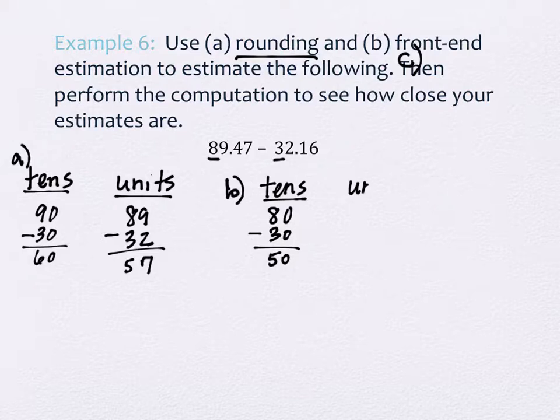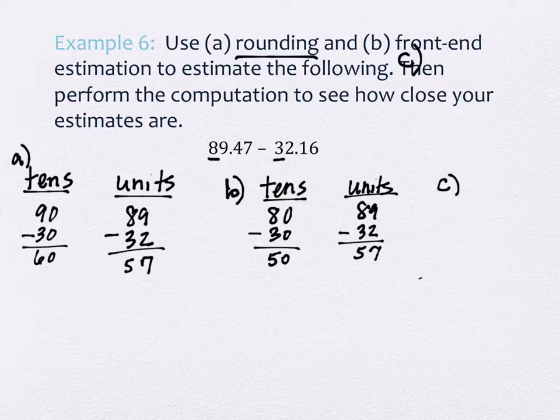If you were doing front-end estimation to the units place, which is not typically the way it goes. Usually when you talk about front-end estimation, you really are using just the first digit. But if it told you to use tens place or something, the 89 stays 89 and we zero everything else out. The 32 stays at 32 and we zero everything else out. And we would end up with 57. So with these particular values, it looks just like rounding, because you're just zeroing everything else out behind.